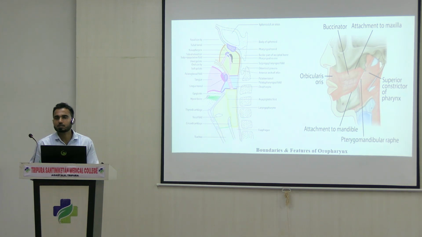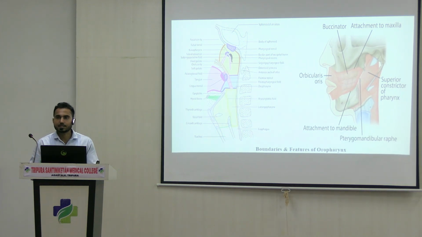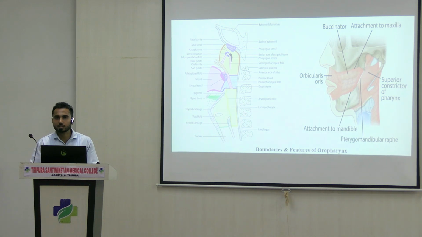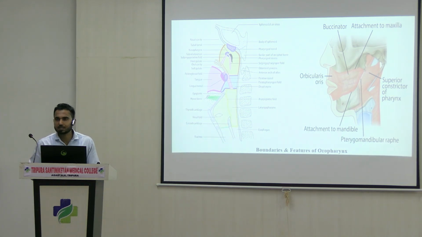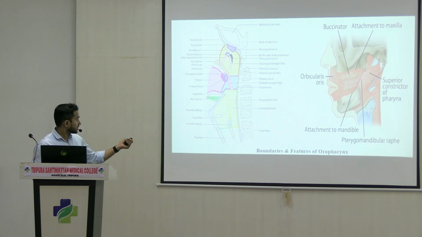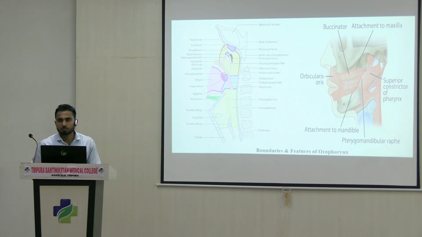Boundaries are done. What is next? After boundaries, what comes? Features. In the nasopharynx we have seen the features. Here also some features are present, but here the features are very less. Now the most important features which you can see over here. Can you tell me what is seen over here in the diagram? It is visible clearly, that also in blue color.